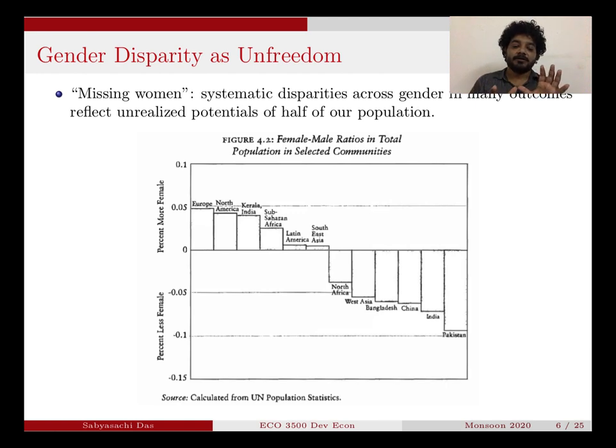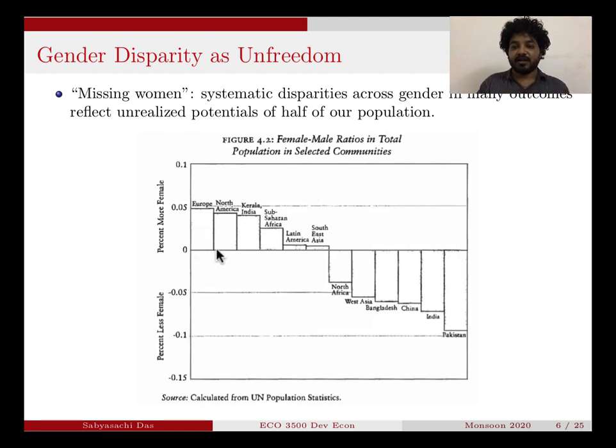Okay, so we can look at sex ratios in the population and get a sense of to what extent there is gender disparity, depending on to what extent it falls below 50% or stays above 50%. So here is a graph that he puts out in the book, which tells you the relative female to male sex ratios in the total population in a set of countries or regions.